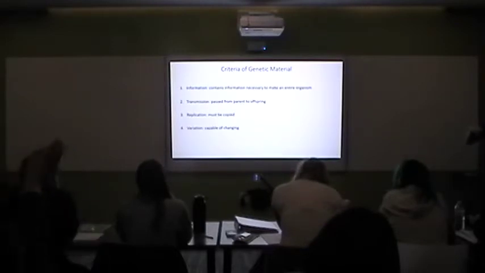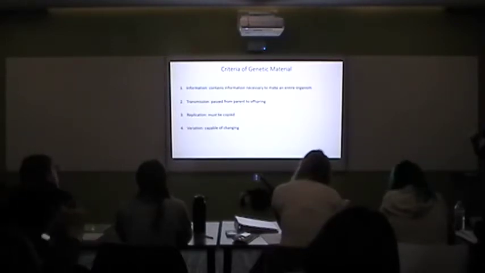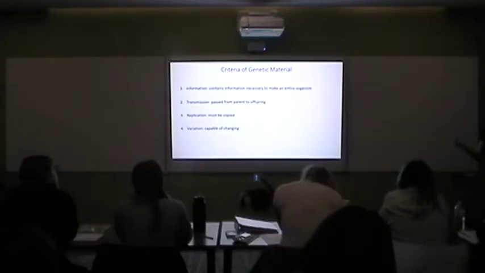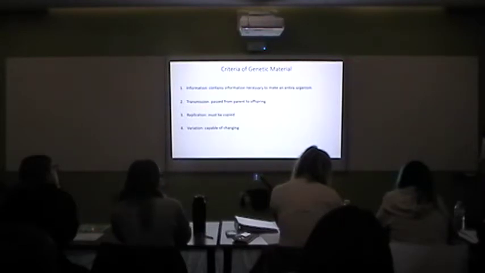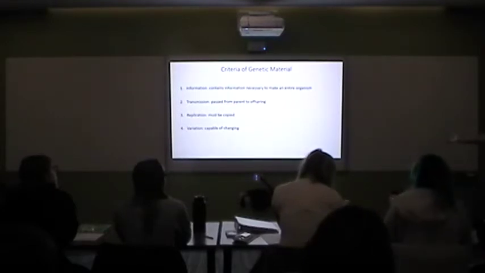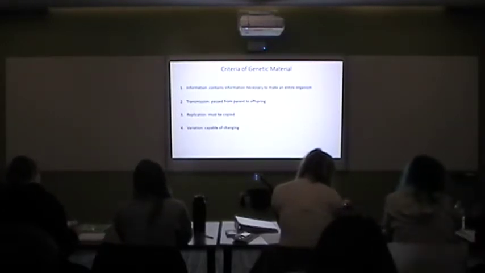And then the last piece is that there has to be variation. So we have to be able to change it. There has to be variation within a population or within a species as well. So genetic variation is the foundation for what process? Natural selection. Evolution by natural selection. Excellent. Yes. Very good. Okay.